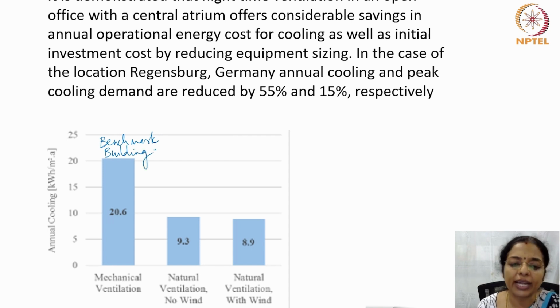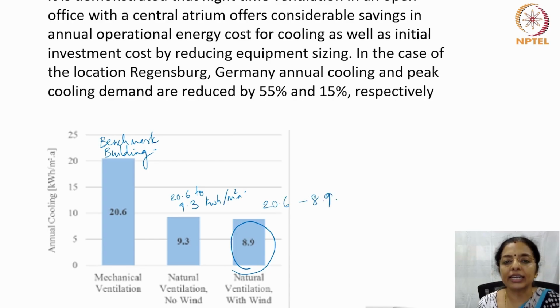It was found that natural ventilation without wind brought down the annual cooling energy from 20.6 to 9.3 kilowatt hour per meter square, and due to nocturnal ventilation cooling, you can find that there was a dramatic reduction in the annual cooling load. From 20.6 it went to 8.9, which is a considerable reduction in the cooling load.